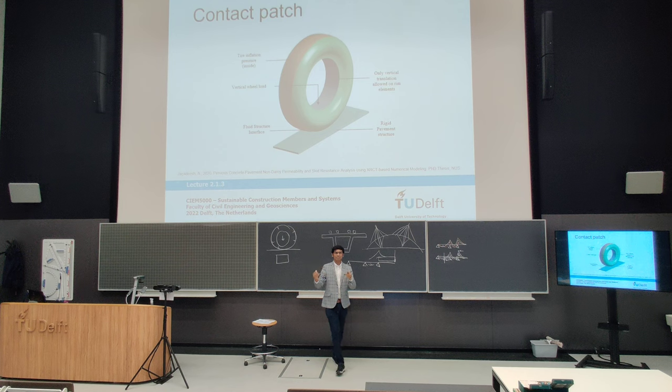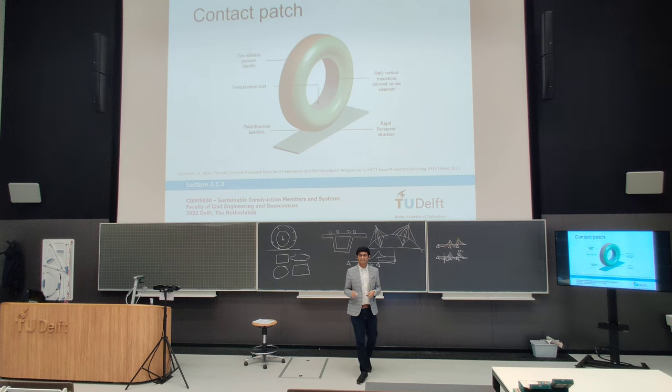Rectangle. Is there any other shape you could think of? What could be the tire? Oval. Anything else? Yes, there are a lot of different combinations. It can be something like this, something like this. So the first step in pavement modeling is to get the contact patch right.